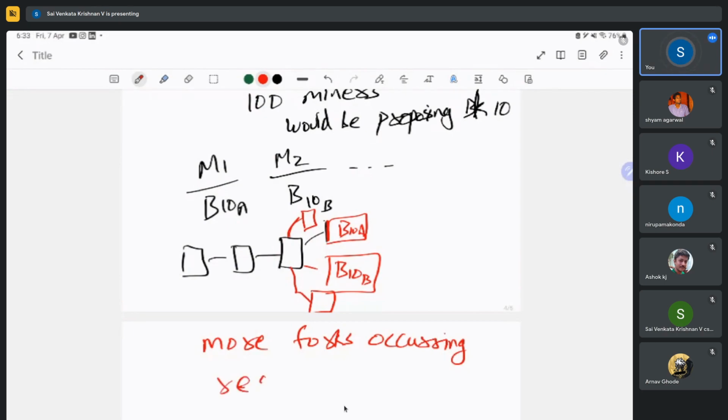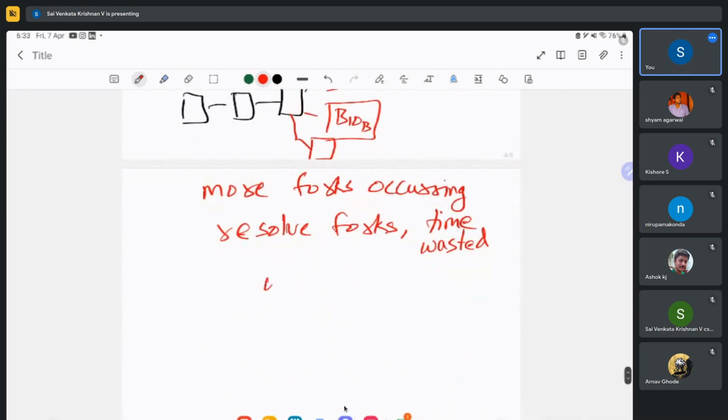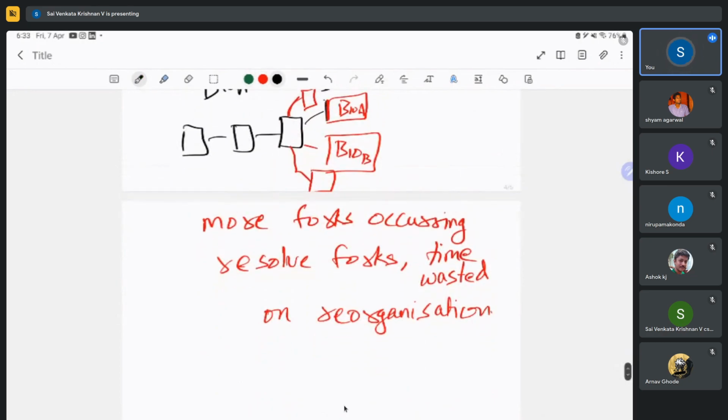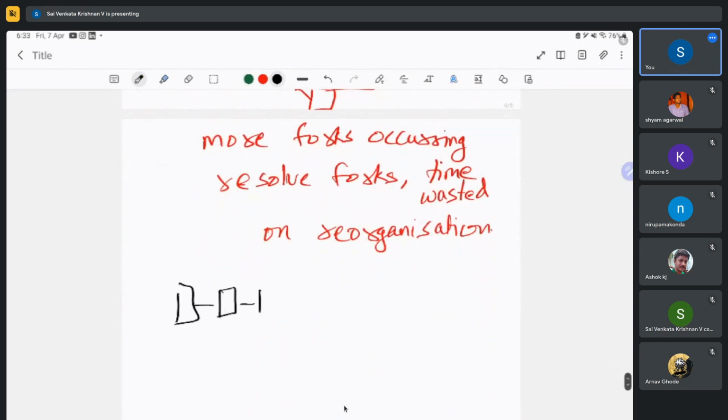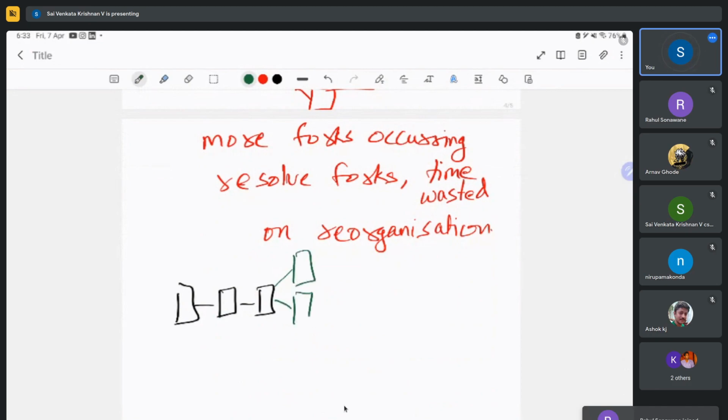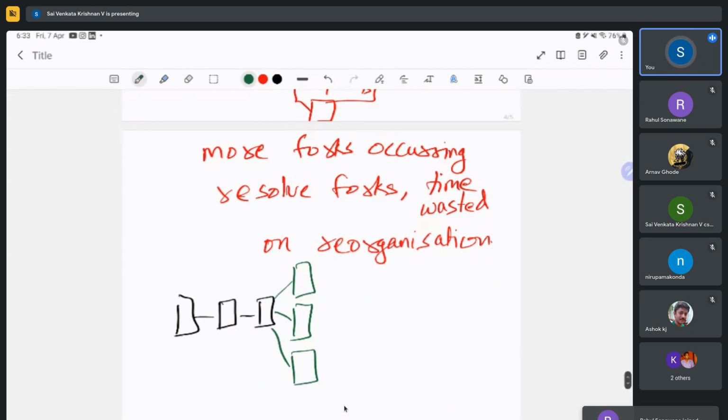and now to resolve the forks, there is time wasted on reorganization. So say initially this is your blockchain, and now many nodes have solved the proof of work solution and created multiple blocks. Let me just use a different color. Say it has created a fork.